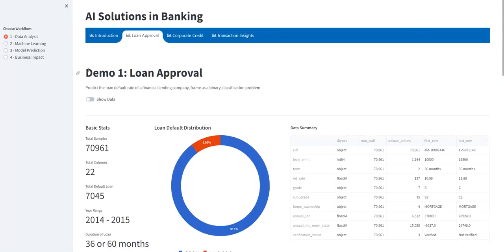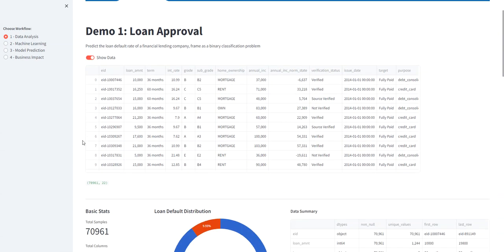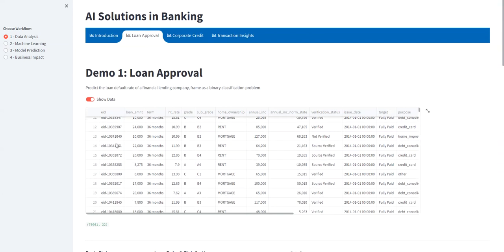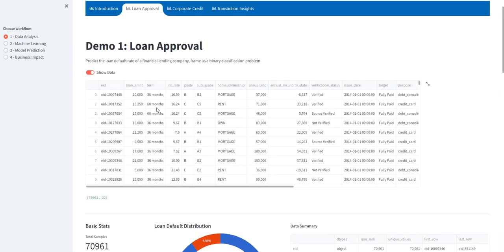So we jump into our first demo, which is loan approval. First, look at the data, right? The data is basically a loan application and result. The data of all the loan records from 2014 and 2015. So you can say you have the loan amount. The term is basically a 3-year term, 36 months, versus 5-year term loans, which is 60 months, right?